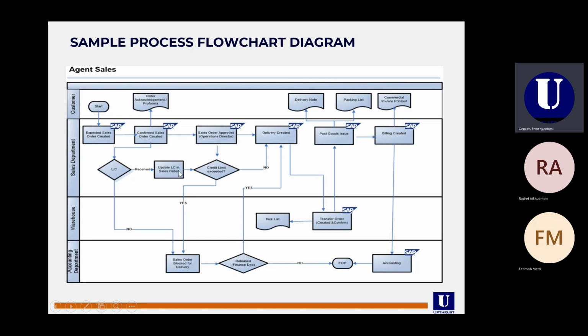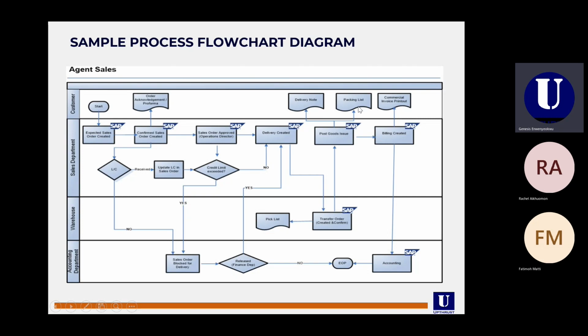So imagine you have received it, we now check if the credit limit is exceeded. If it's exceeded, then we'll block that order. But if it's not exceeded, we go ahead to create delivery. So delivery is created. After delivery is created, we have our delivery notes. We have our transfer order, which is created. Then our price list is here as a document we can print.